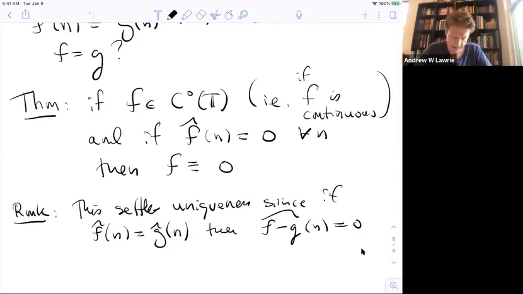But okay, so for now, let's just think about continuous functions. So I'm going to push back a little bit at this last point, and I still think that this is surprising.